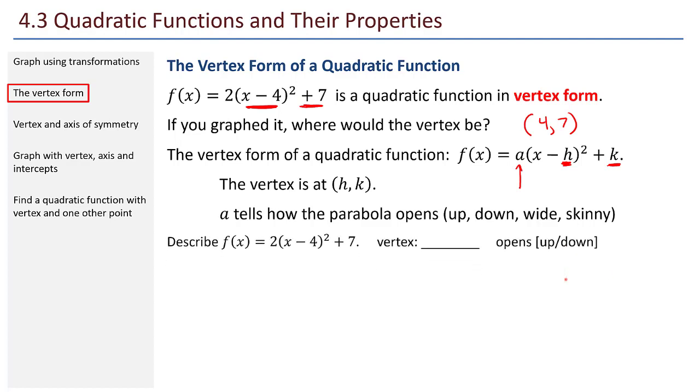So let's take a look at this. Describe f of x equals 2 times (x minus 4) squared plus 7. Okay, so like we said before, the vertex has to be at (4, 7). And since the 2 is positive, this opens up. And in fact, I might even say, since 2 is bigger than 1, it's kind of a skinny parabola.